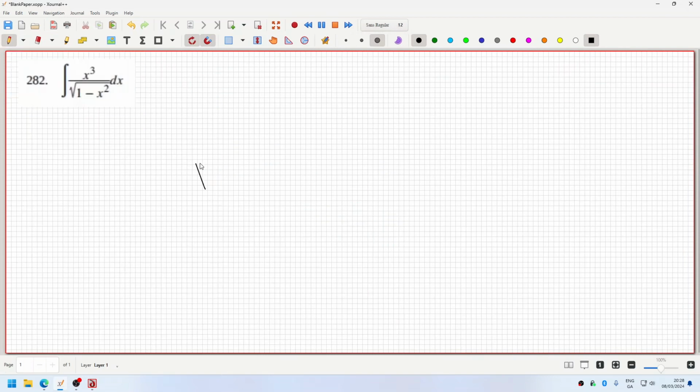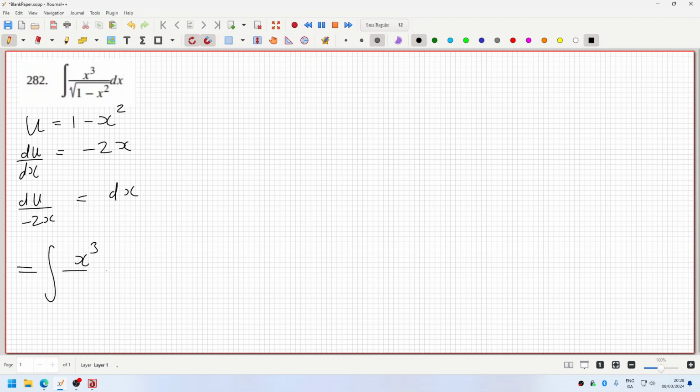Okay, u equals 1 minus x squared, du dx equals minus 2x. So du over minus 2x equals dx. So the integration would become integrate x cubed over root 1 minus x squared, which is root u, du over minus 2x. So that cancels and makes a square. So that is minus a half integrate x squared over root u du.